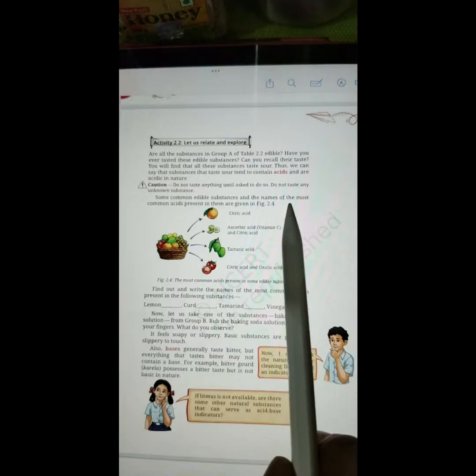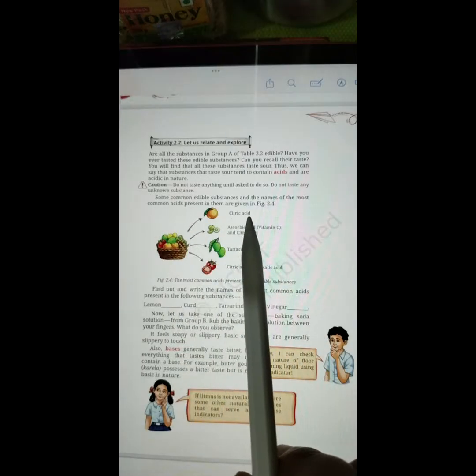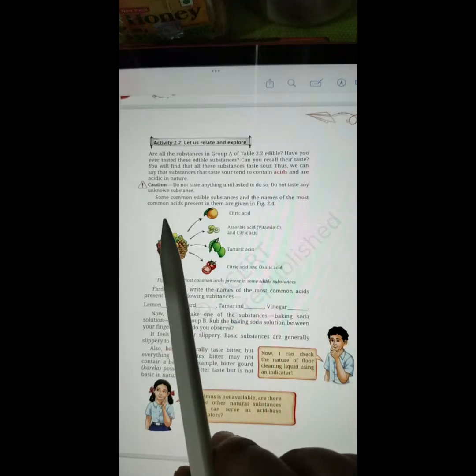Caution: do not taste anything until asked to do so. Do not taste any unknown substance. Some common edible substances and the names of most of the common acids present in them are given here.